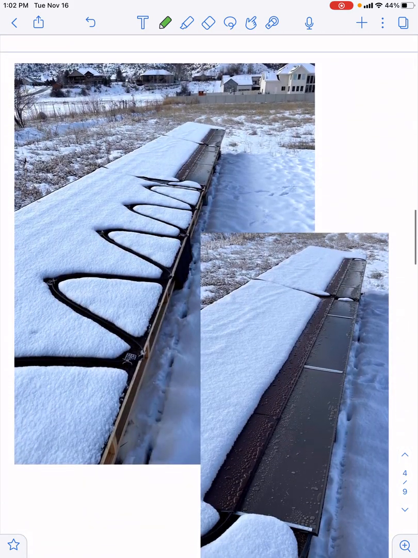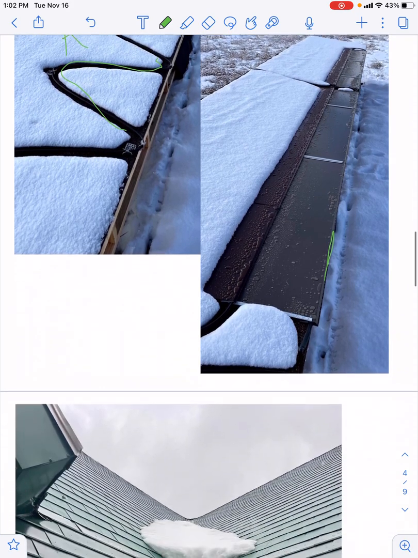Here's another, just comparing the effects of the two. You got a zigzag pattern on area, we'll call that A. And then area B back here is a single line of heat tape just running through the nose of that panel. So you can see a significant difference. So performance-wise, keeping the roof clear, heated panels are definitely the way to go.